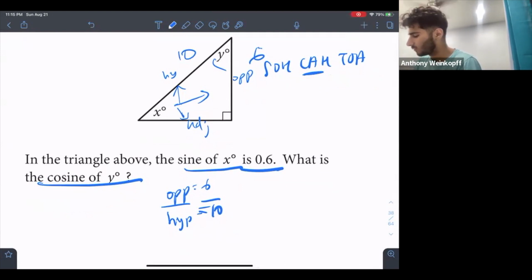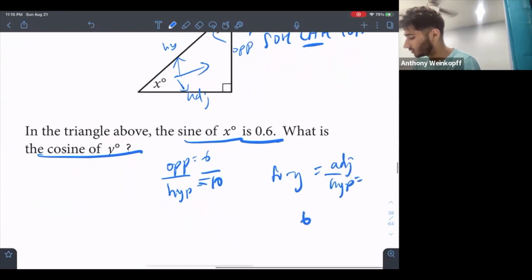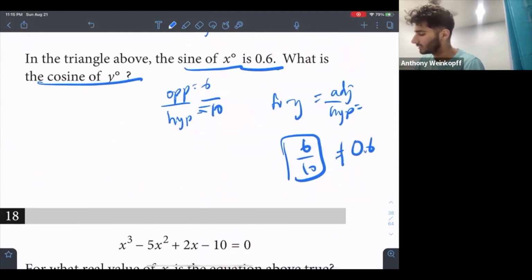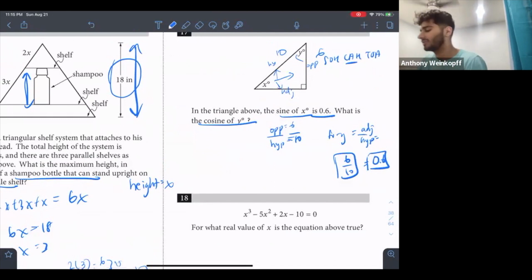So now for y, it would be adjacent over hypotenuse, which is also 6 over 10. So 6 over 10 would work, or 0.6 would also work, if you want to write it differently. So the answer is 0.6 or 6 over 10.